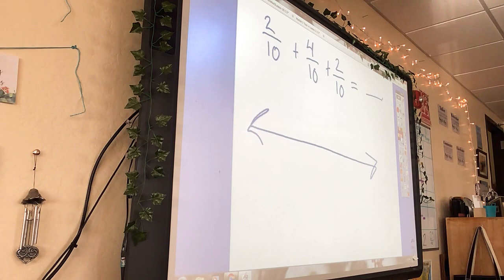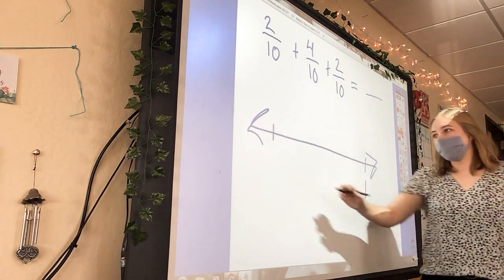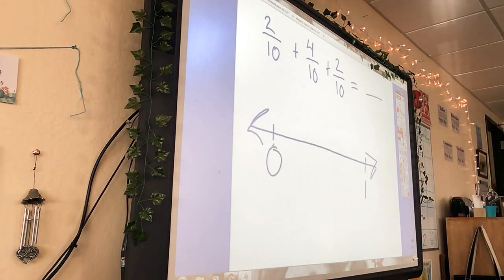Pro tip, I would start by putting 0 and 1 first, and then that helps you fill in everything in between, okay? So there should be like 10 little sections between 0 and 1.